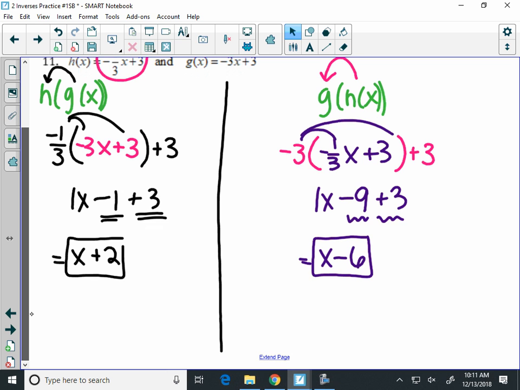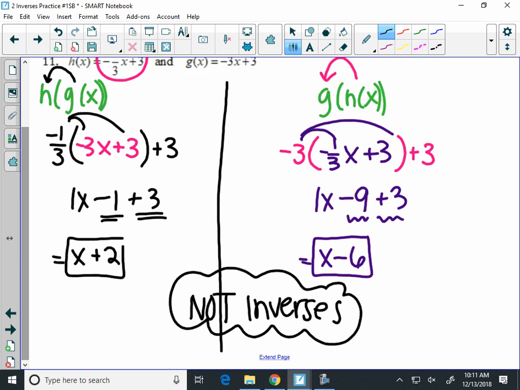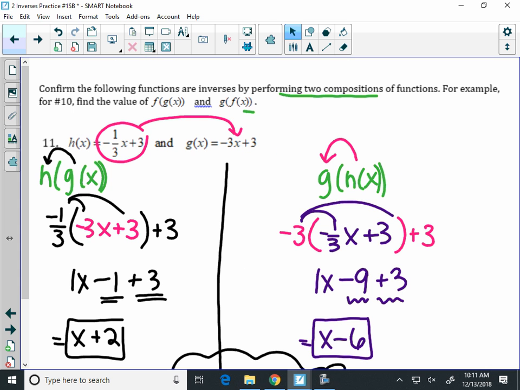There should be a line down there. I didn't have it on my screen here, but these are not inverses. All right, you're going to circle no there. The only way they're inverses is if I got x for both answers, and I didn't get x, so they're not inverses. Right? If you need help with any other problems, let us know. I don't think there's any other ones on here. No. And we will help you with any questions you have.